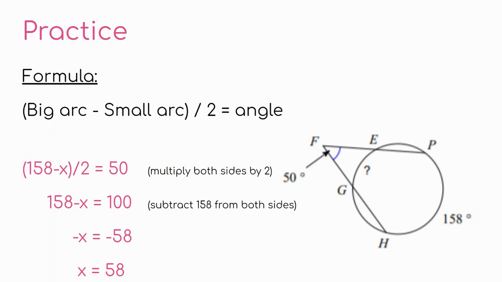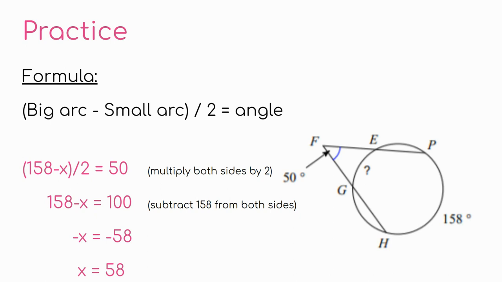All right, so you should have done the same thing. Set up your formula first. Big arc minus small arc divided by 2 equals your angle. So we've got the big arc is 158 minus the small arc is x divided by 2 equals the angle, which is 50 degrees. So we got 158 minus x divided by 2 equals 50. Just like before, our first step is going to be to get rid of that divide by 2. We're going to do that by multiplying both sides of the equation by 2. So I get 158 minus x equals 50 times 2 is 100.